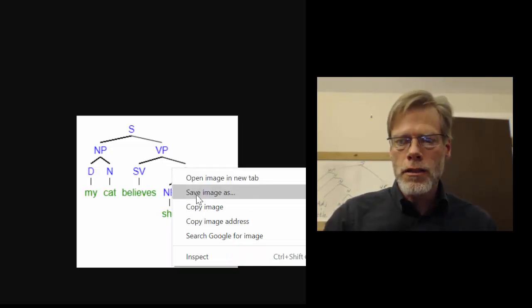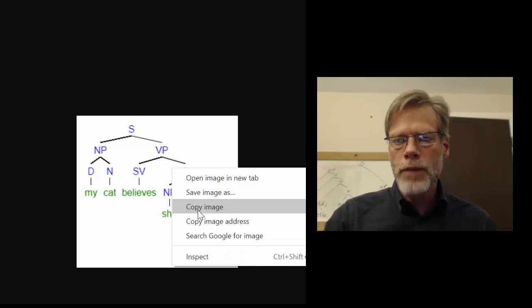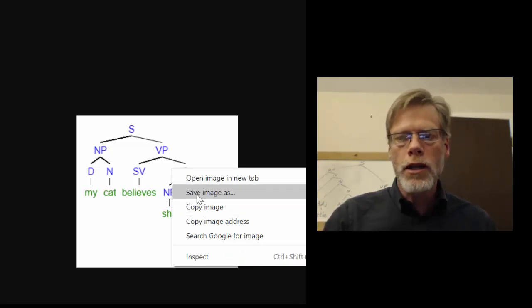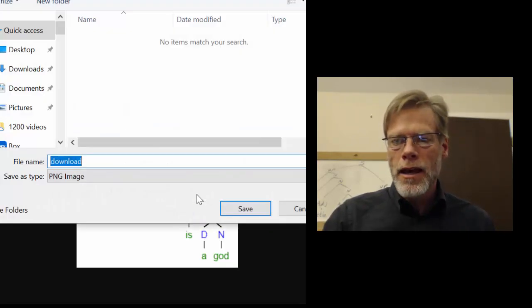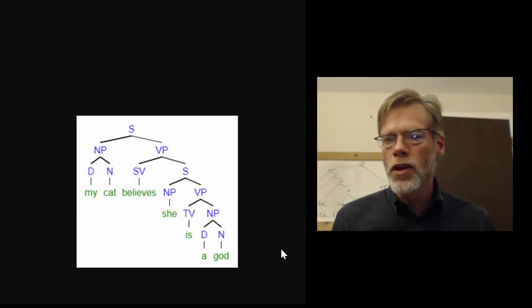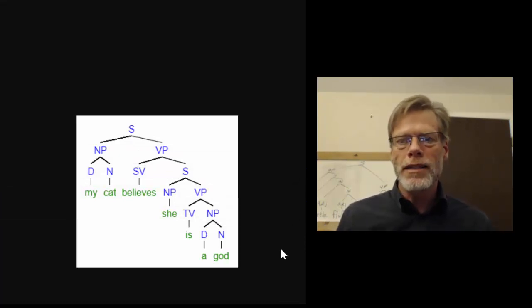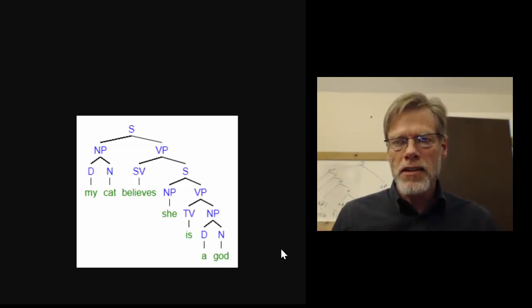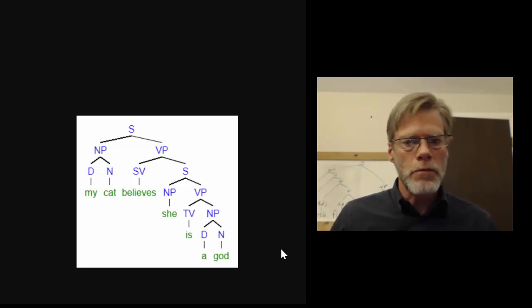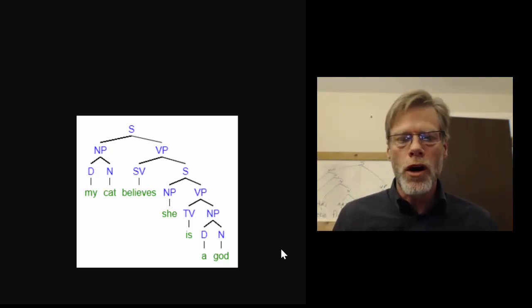And I can just copy that image and paste it into a file, or I could even just save the image as, and in this case, it's going to save it as a PNG image. I'm going to cancel that because I don't really feel like saving that, but you get the idea that once you have that tree structure generated by this syntax tree generator, then you've got it, and you can save it, you can copy and paste it, do whatever you want with it, and it's all good.